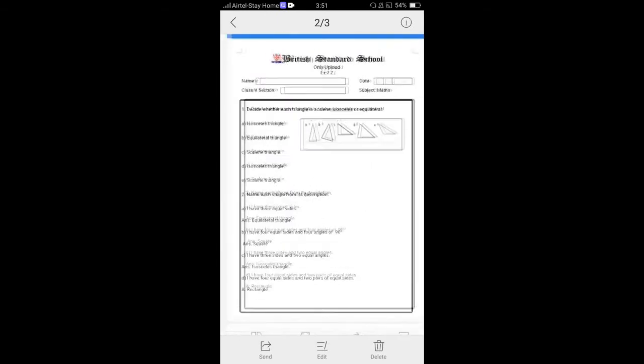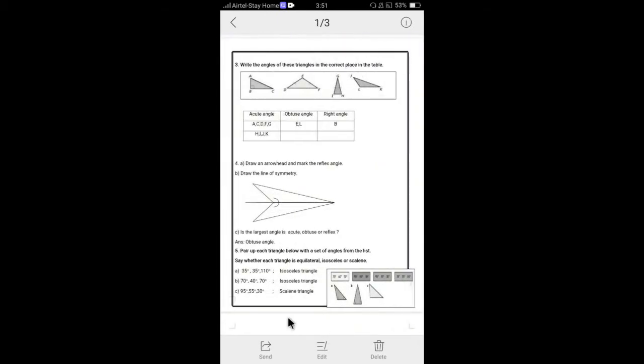Let's see the next question. Question number 3. Write the angles of these triangles in the correct places in the table. You can see that in the first triangle ABC, angles they have given DEF, GHI, JKL. All the corners, all the angles, you have to decide which one is acute, which is obtuse, which is a right angle. If we describe this first triangle, in the first triangle, A angle, you can see that this is less than an L shape, less than 90.